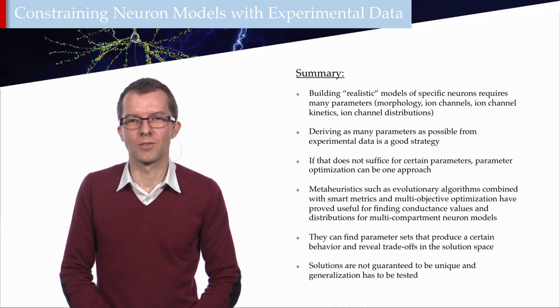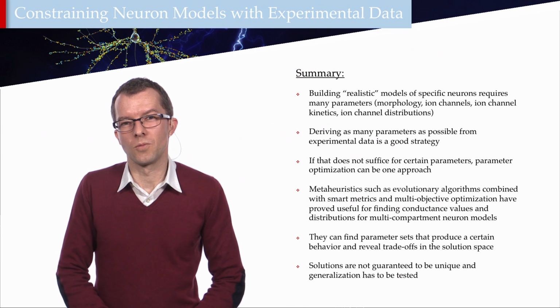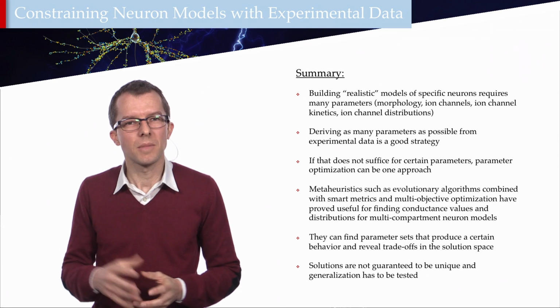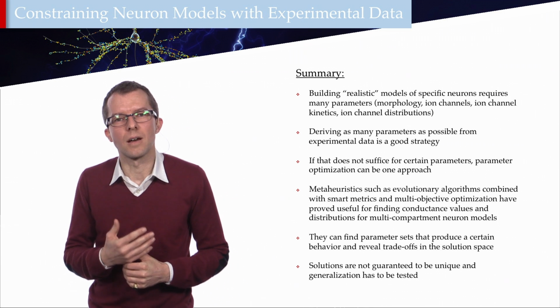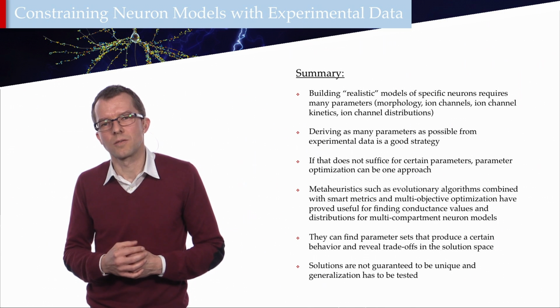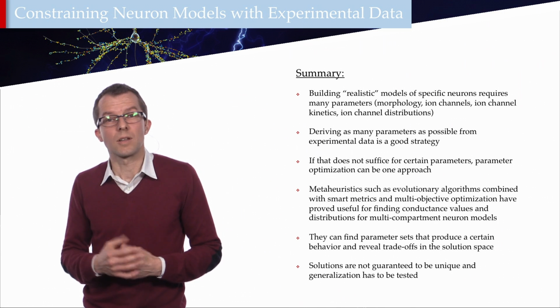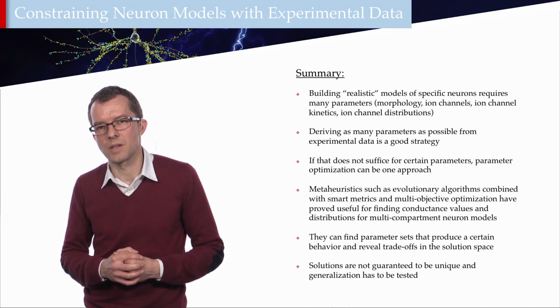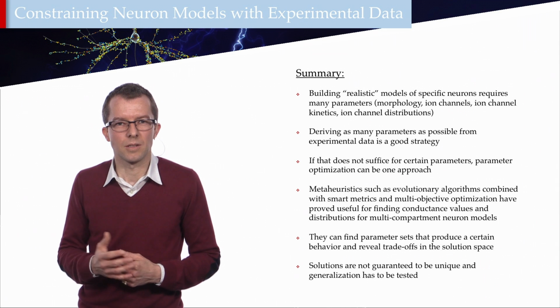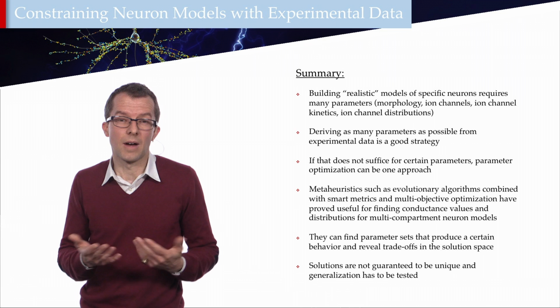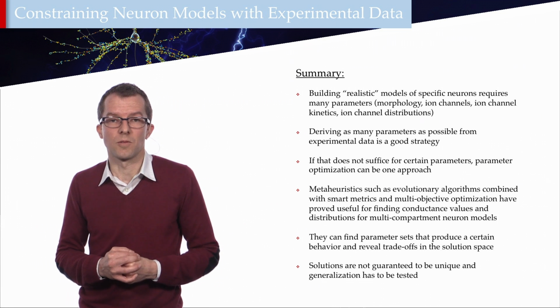Let me summarize today's MOOC. We're in the context of constraining neuronal models with experimental data. Sometimes it's easier than other times to find this experimental data. And for those cases where it's difficult to find the experimental data, what other alternatives do you have? Here we've presented how parameter optimization, in particular meta-heuristics such as evolutionary algorithms, can be used to help you find some of these parameters with the help of a computer.